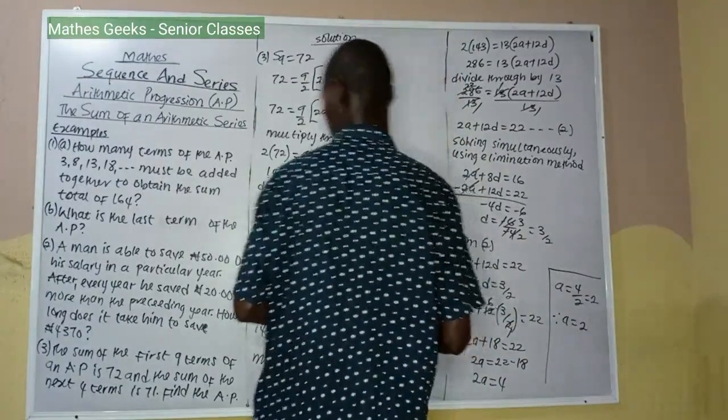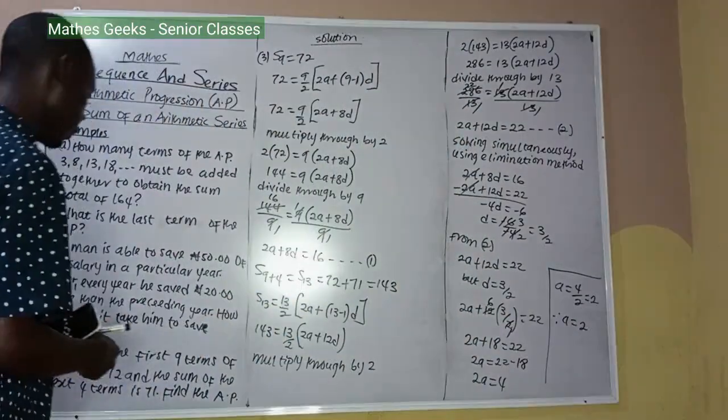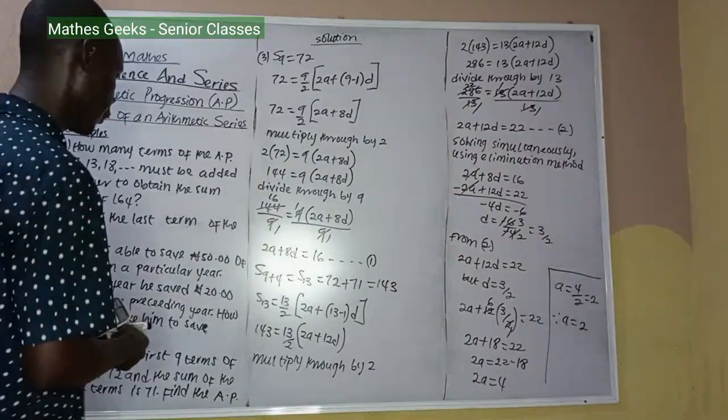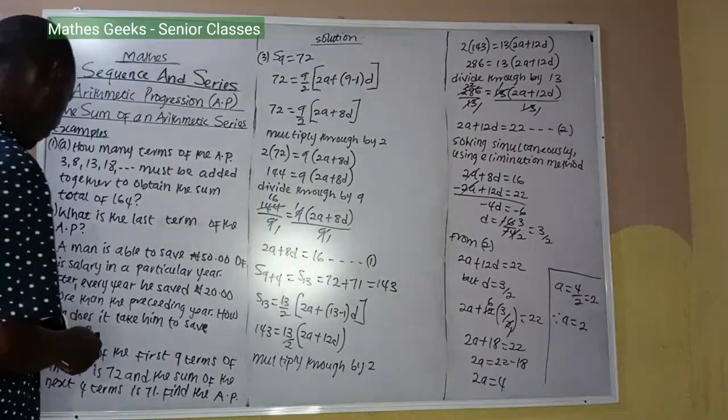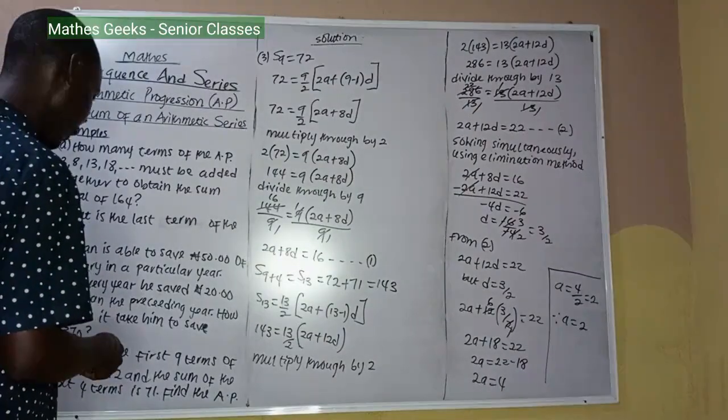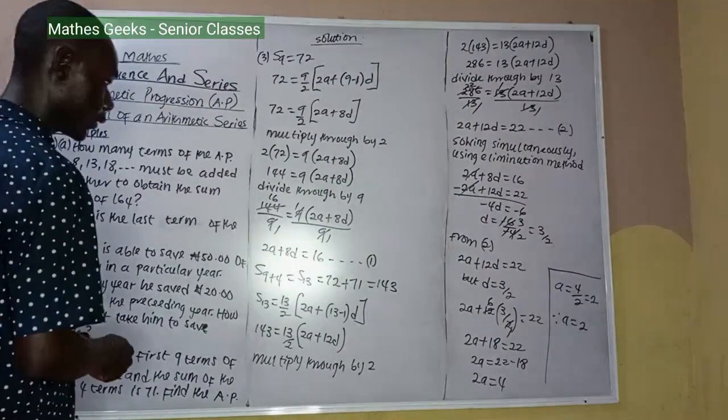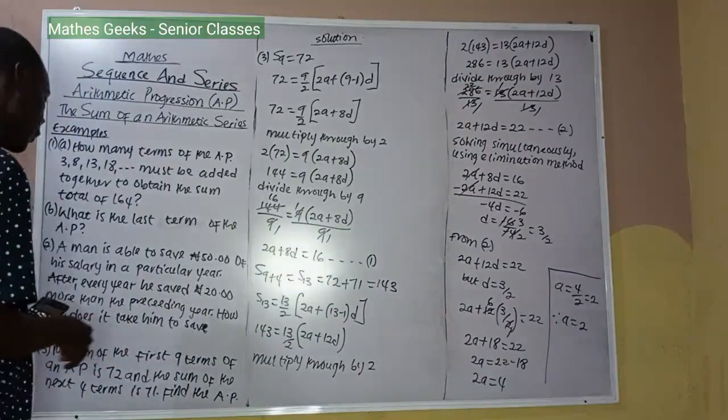Alright. So the question says we should find the AP. To find the AP, altogether we're going to find 13 terms that will make up the AP.